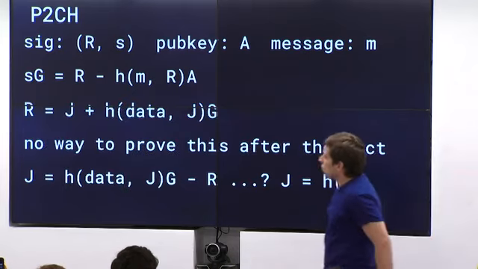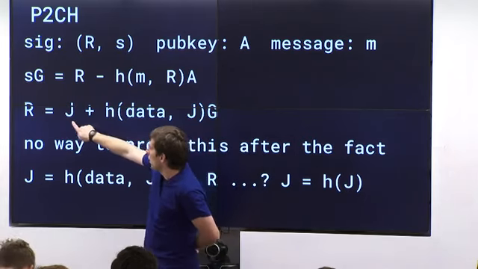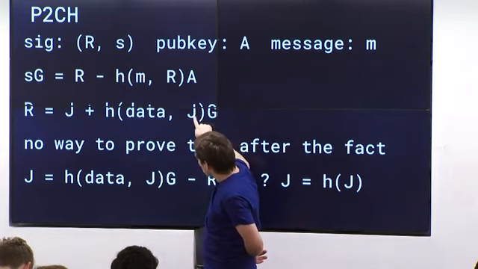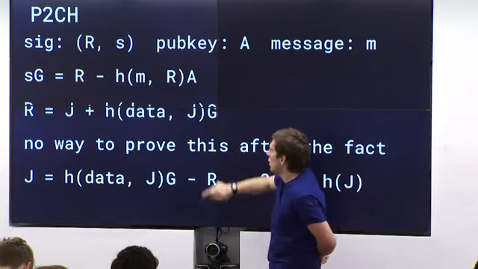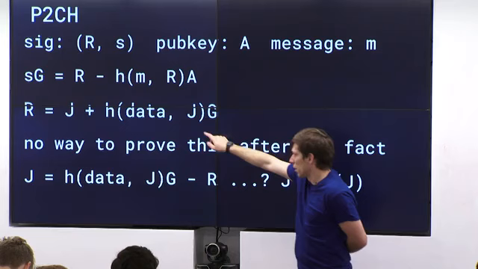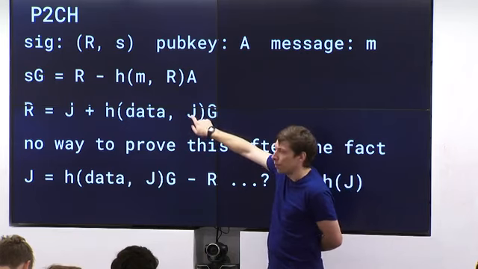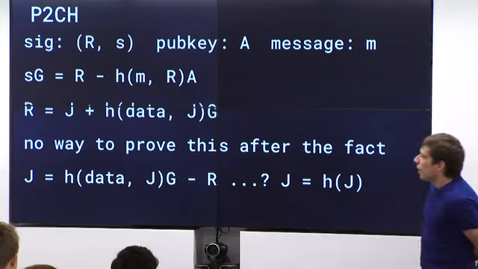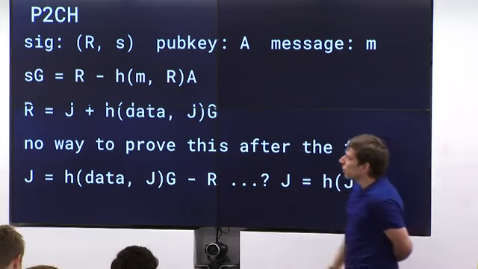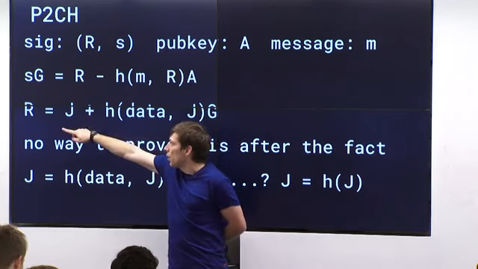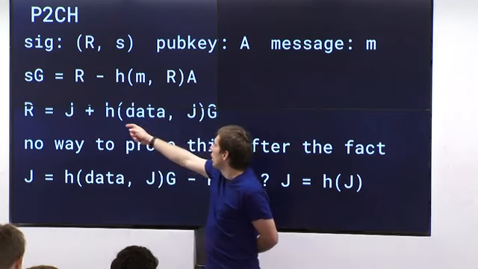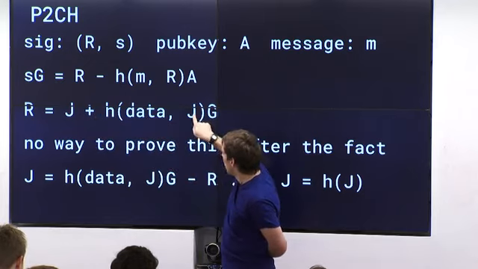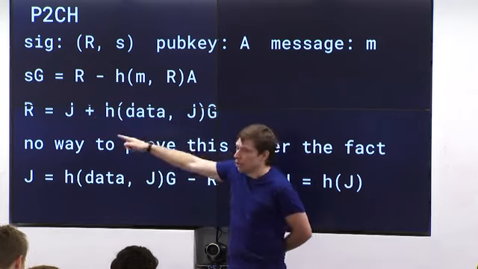So the idea is, I can prove that R equals J plus the hash of the data and J, times G. Here's where it's a little confusing, right? Because this is already a pub key, and you're multiplying by G again. So it's a little weird. This is something anyone can compute, right? Because I can say, hey, you already know R. I can give you a J and some data such that J plus the hash of this data and J itself, times G, equals R.